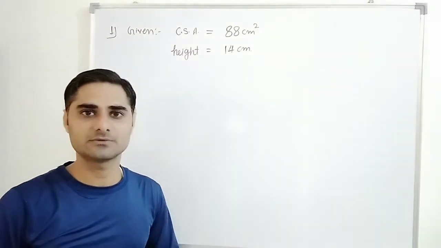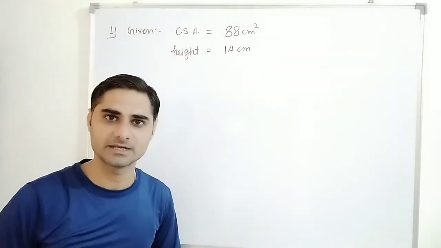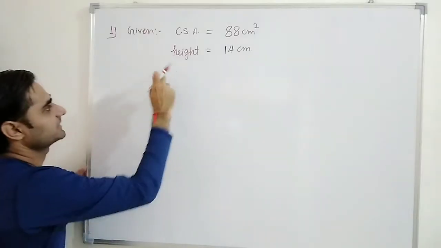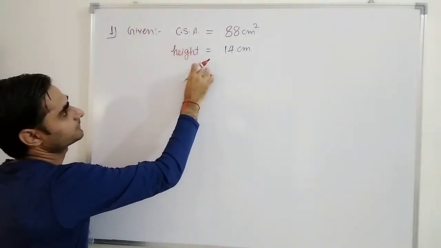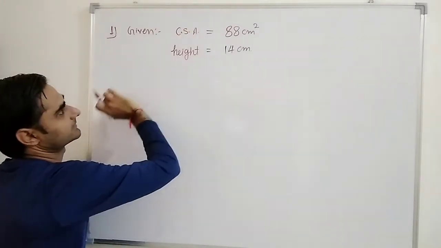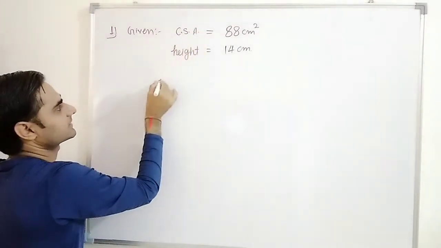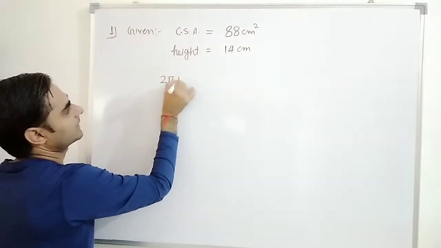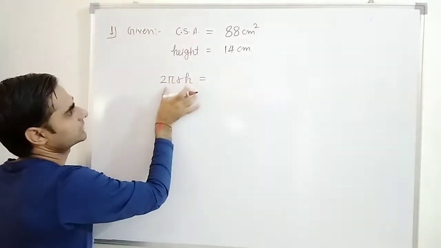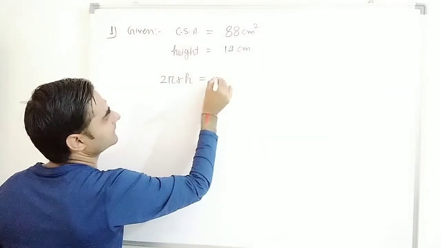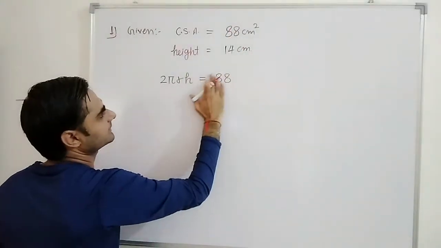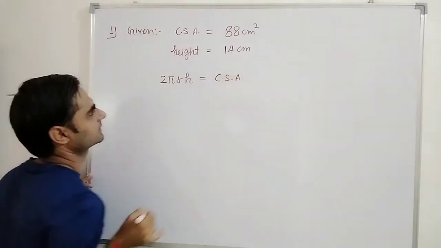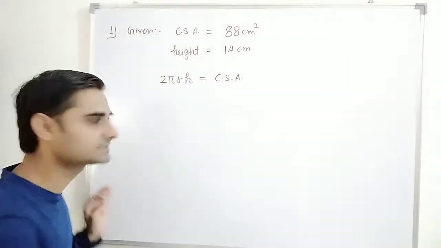Can you find the base diameter? See, later we will find base diameter. Before that, can you find radius? And the diameter is just double of the radius. So here, first of all, see what is given. That is curved surface area. Curved surface area is 2 pi r h is equal to given, that is 88. Write it here first, it will be fine in the exam also. Curved surface area 2 pi r h is equal to curved surface area.